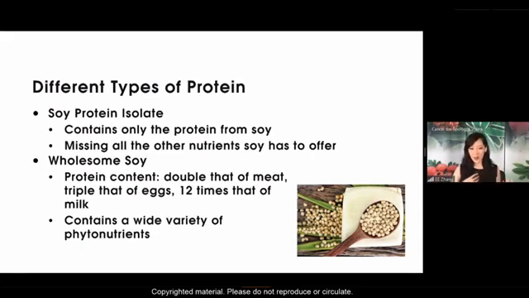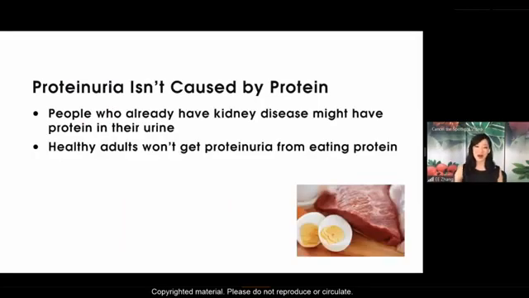Now, in my opinion, wholesome soy is the best protein. It has a protein content double that of meat, triple that of eggs, and 12 times that of milk. And in addition to the protein, you're also getting a wide variety of phytonutrients. So it's something that you really want to consider. Not just getting the protein, but getting all of the other nutrients as well.